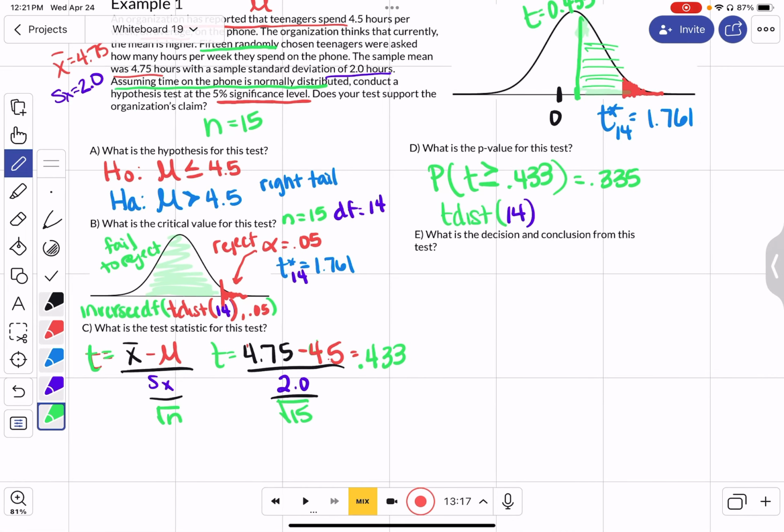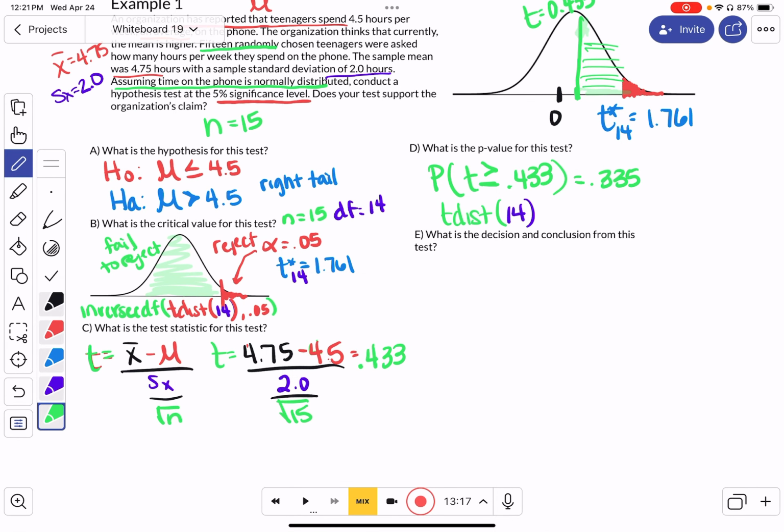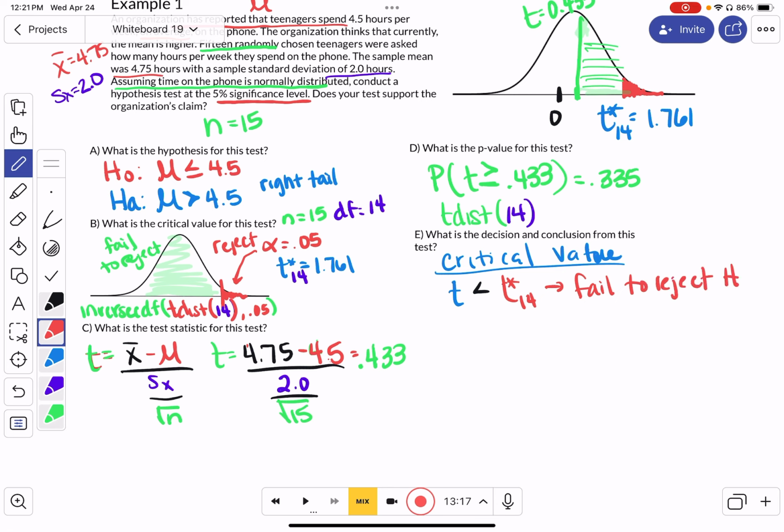So now there's a couple ways we can come up with our decision. The first way is based off of the critical value approach. The critical value approach says your t-score, t, is in this case less than t star at 14 degrees. Because of that, we're going to fail to reject the null. And remember, when you look at this, here's your t-score, here's your actual t critical value at 14 degrees.